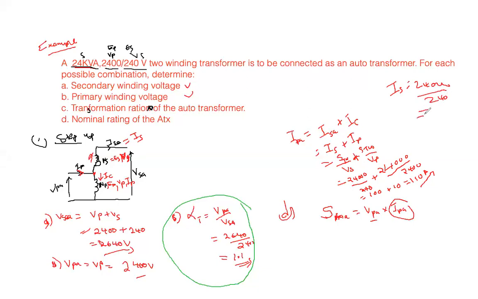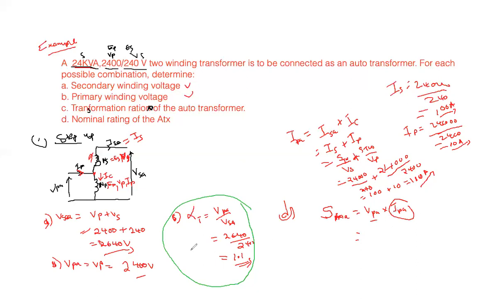They'll just calculate IS on the side, which will give them the normal way we calculate IS in the two winding transformers, which will give you 100 amps. And then they would calculate IP, which will give you 24000 divided by 2400. Then that gives you 10 amps. Now, then they will add the two, then it will still give you 110 amps.